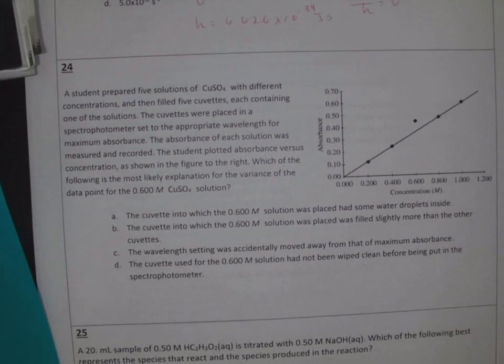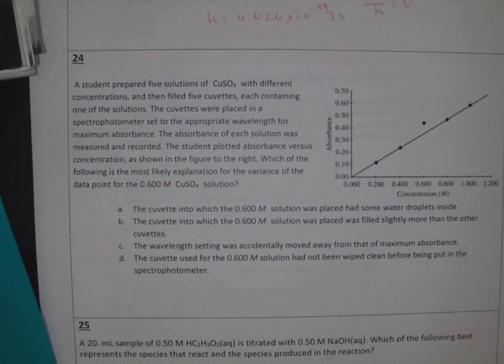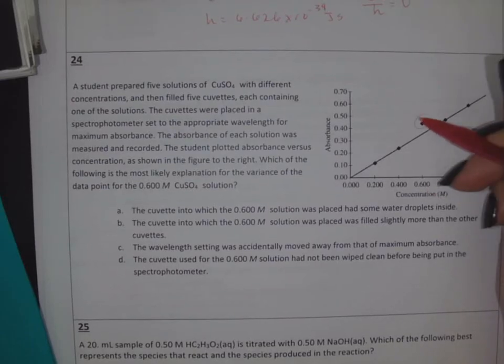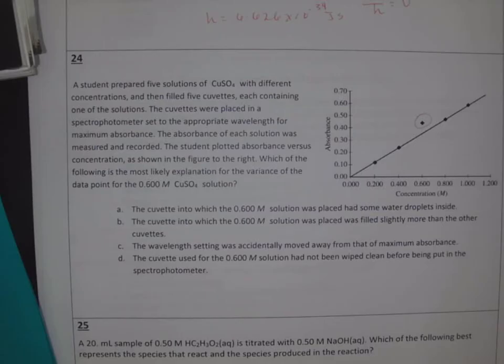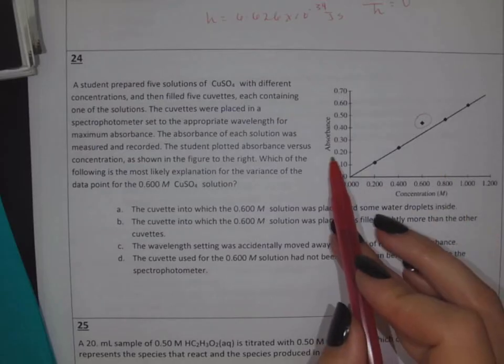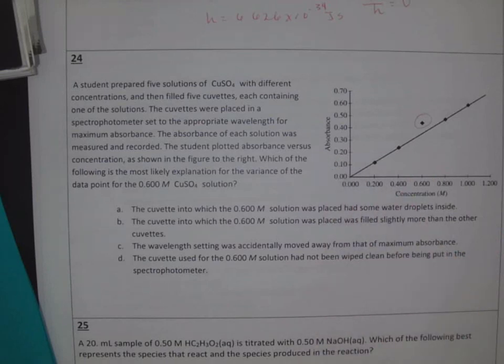Now, before I read all the text, I'm jumping to the end. I want to know what the question is. The question is, which of the following is the most likely explanation for the variance of the data point at 6 molarity? That data point is higher than it should be. I see that my y-axis is absorbance, so this solution has absorbed more light than anticipated. We have to think of a reason for why it would make that mistake. What has happened? What error has occurred?